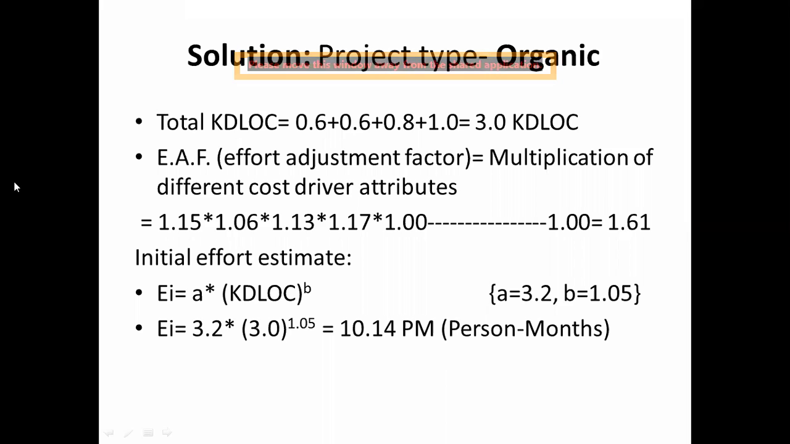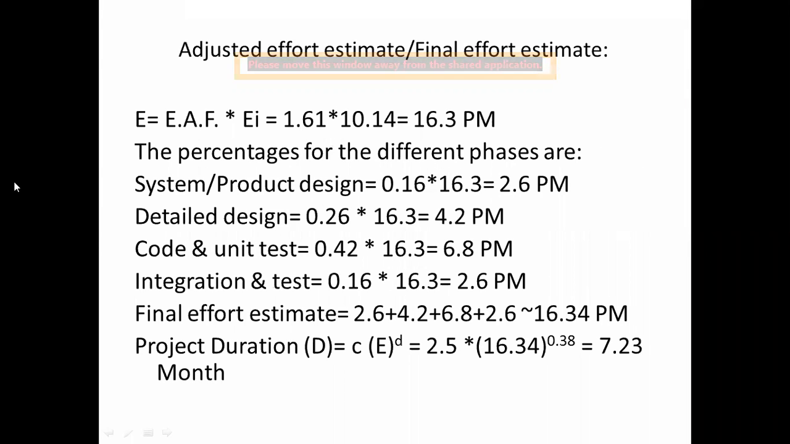Now next, you can calculate the final effort. Sometimes it is called the final effort estimate. Capital E is equal to EAF, effort adjustment factor, into EI. So you know the values of both. EAF you have already calculated with the help of the formula, and you got 1.67 into 10.14. This is the value of EI.